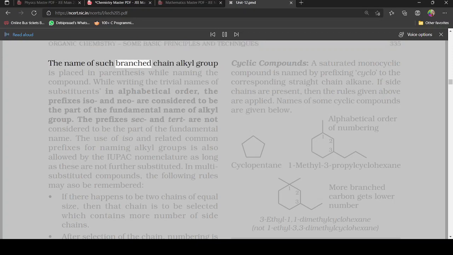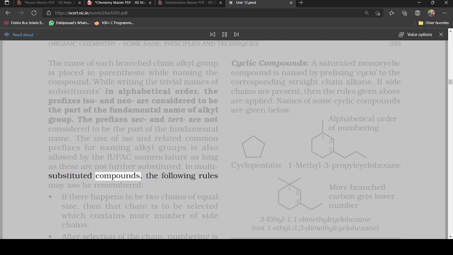The name of such a branched chain alkyl group is placed in parentheses while naming the compound. While writing the trivial names of substituents in alphabetical order, the prefixes iso and neo are considered to be part of the fundamental name of the alkyl group. The prefixes sec and tert are not considered to be part of the fundamental name. The use of iso and related common prefixes for naming alkyl groups is also allowed by the IUPAC nomenclature as long as these are not further substituted.